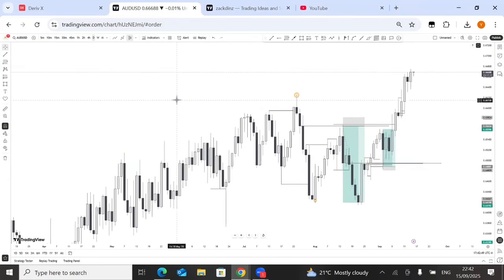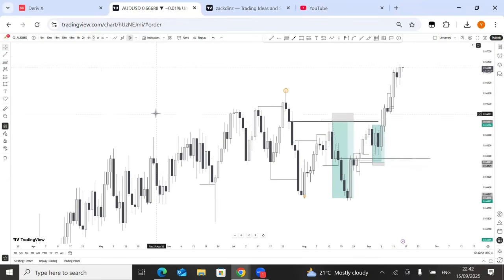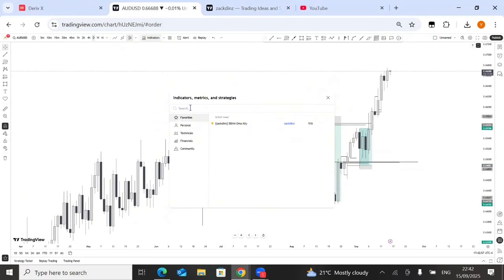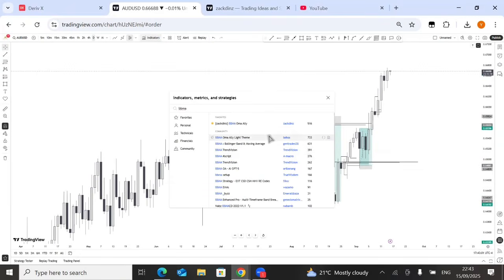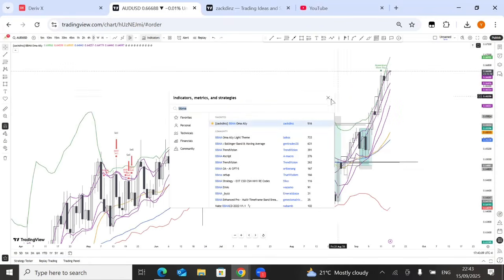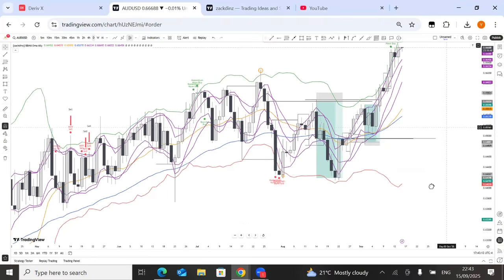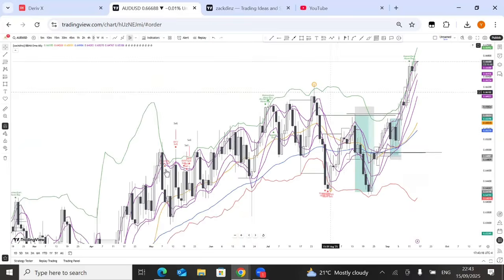So let's see how I add the indicator on my charts. I want to go to the indicators tab and search for BBMA. I'm going to have this one, BBMA Omar Ali by Zach Deans. That's the one I use. This is what you're going to have on the chart when you tap on it.